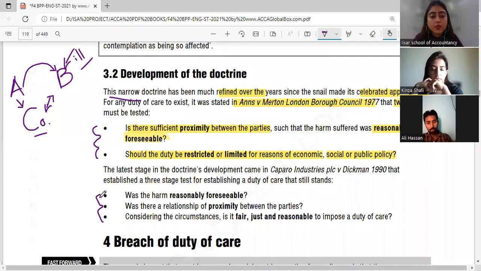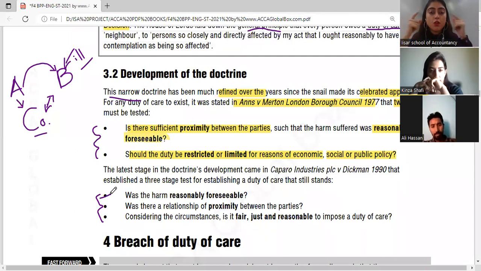The first one: was the harm foreseeable? Did the company know that if a defective, expired product is sold, someone's health could be put at risk? Did they know?